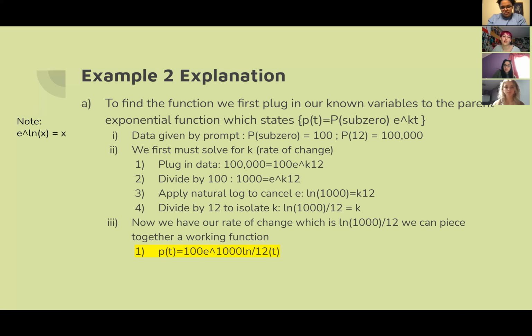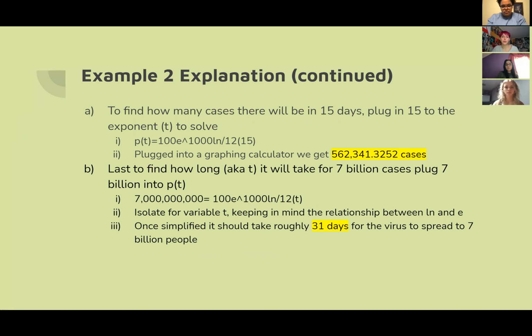So now we have our new function, which is going to be P of t equals 100 times e raised to 1,000 times natural log divided by 12 times t. So then for part B, to solve for how many cases there will be after 15 days, we just plug 15 into the exponent t for time to solve.